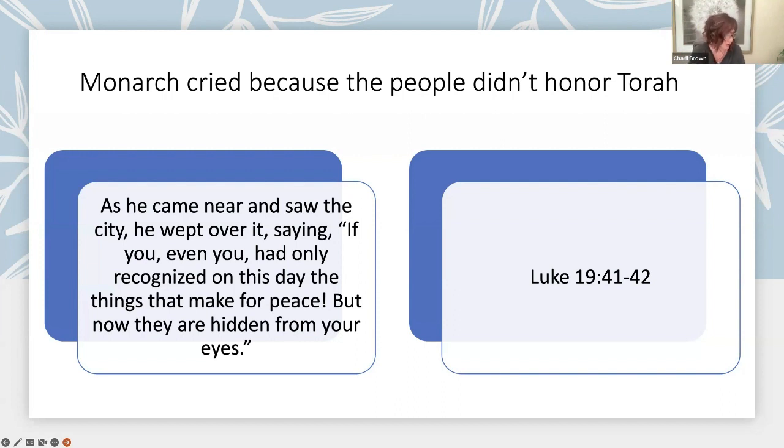But also, he can say they, the people, are not guarding the Torah, and he's weeping for them. And isn't this a beautiful reflection? We see our King, Mashiach, weeping, saying that you didn't see.